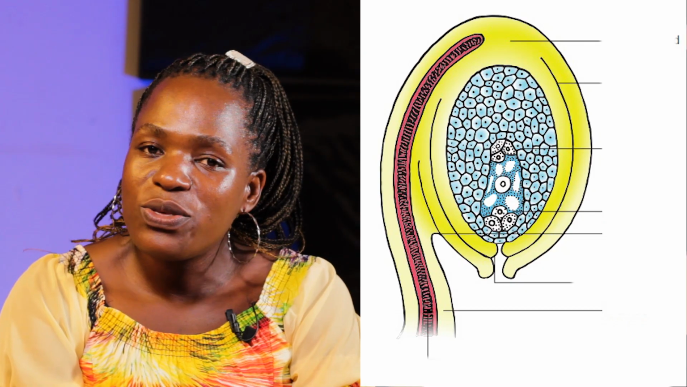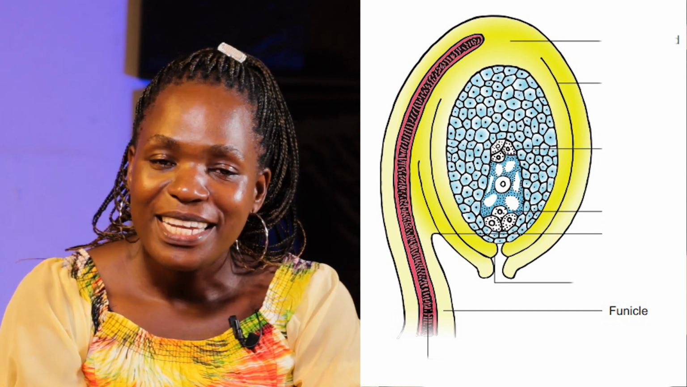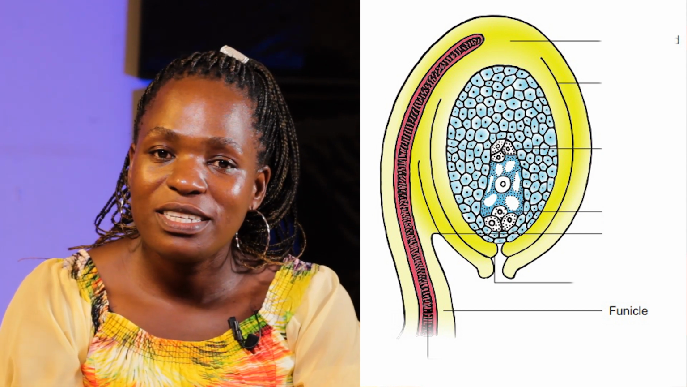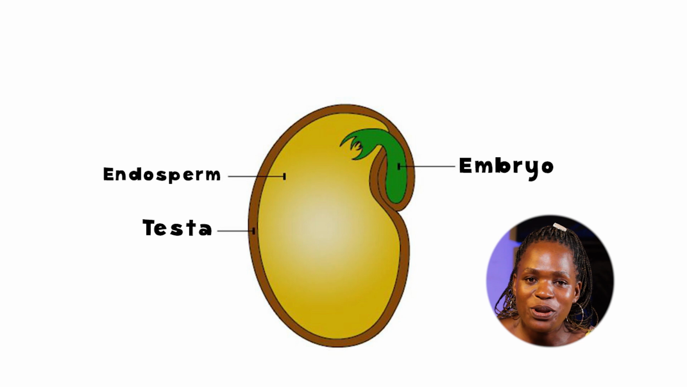The seed remains attached to the placenta through a stalk-like structure known as follicle. The place of detachment of a seed from a follicle is known as hilum. The seed consists of three major parts, that is, the embryo, endosperm, and the tester.